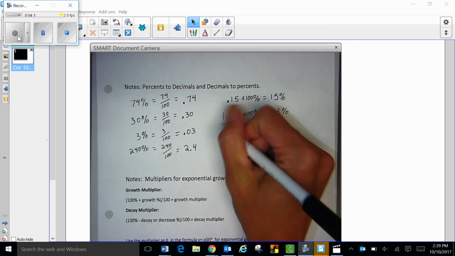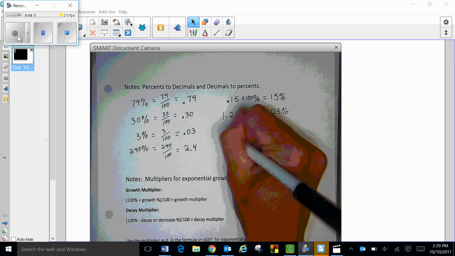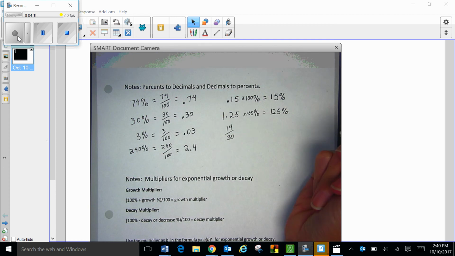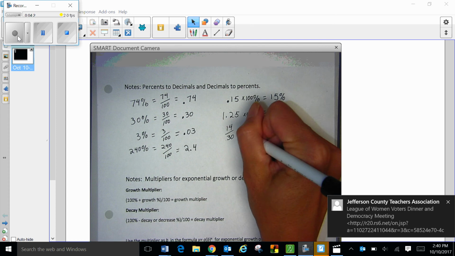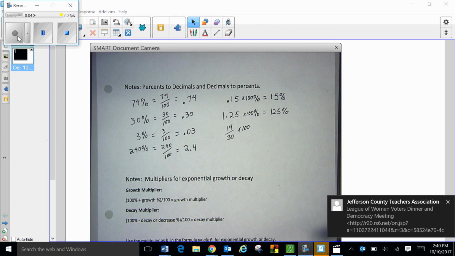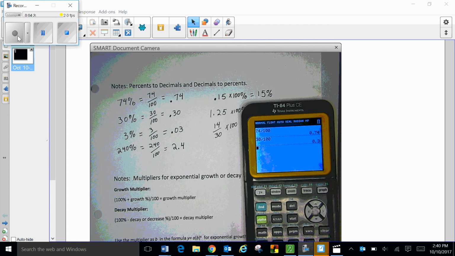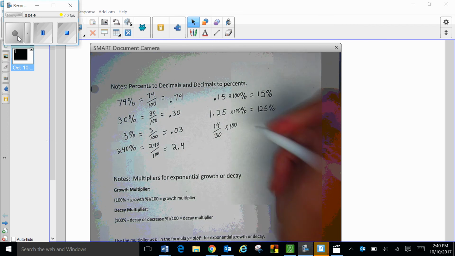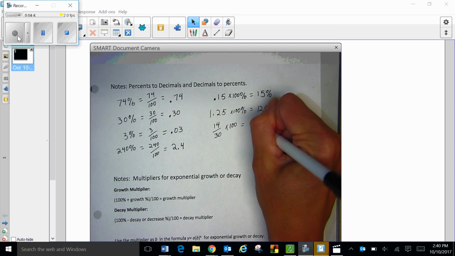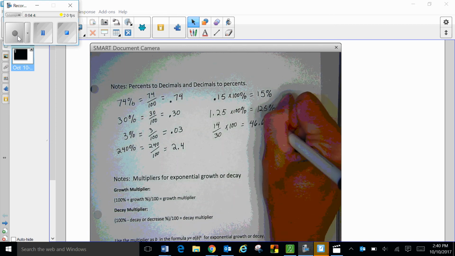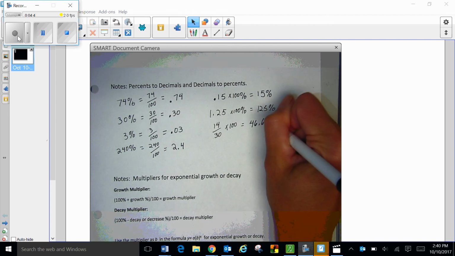What if you had a fraction? Let's say I had 14 over 30. Well, I'll just take the fraction times 100. That one I may want to use my calculator for because I have a feeling it won't come out being a stopping decimal. So just 14 divided by 30 times 100. And I get 46.67 if I round. But you see that multiplying by 100 gives me that answer as a percent.